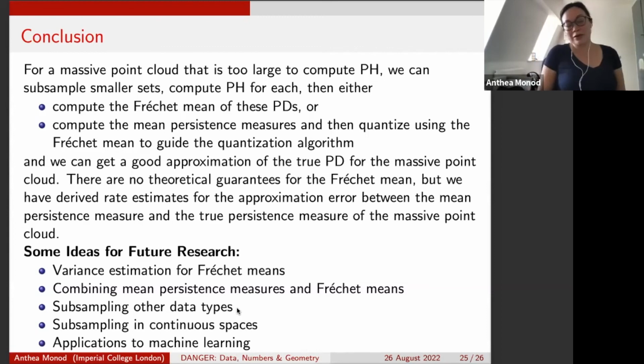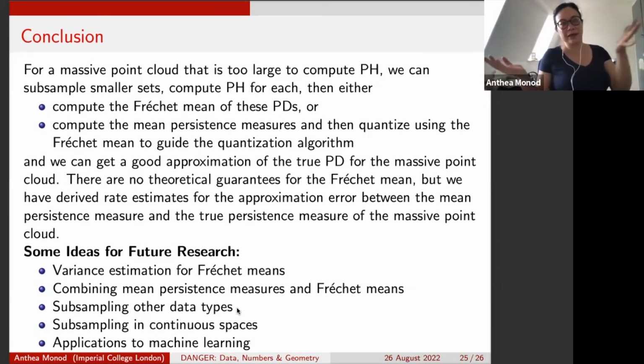More interestingly, what I think would be great is to combine the mean persistence measures and the Frechet means to try and extract the positive traits of both of these approaches, to get some other kind of representation that you can use as a persistence diagram for your massive data set.